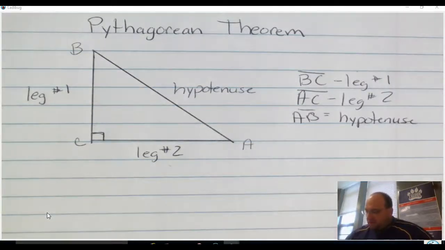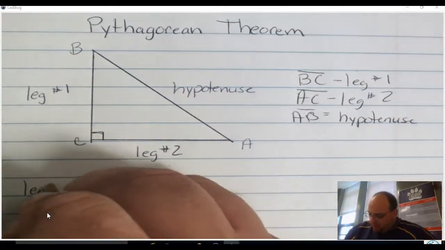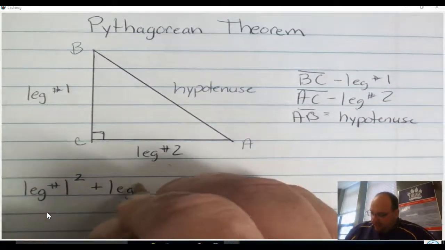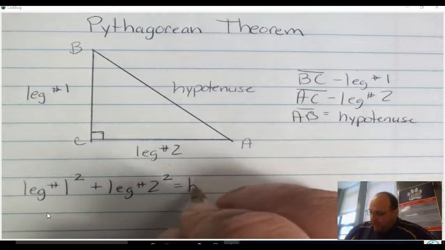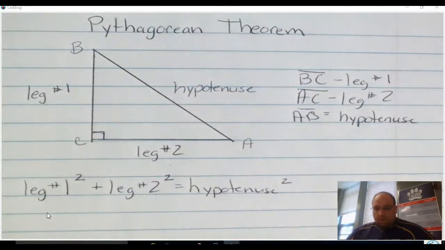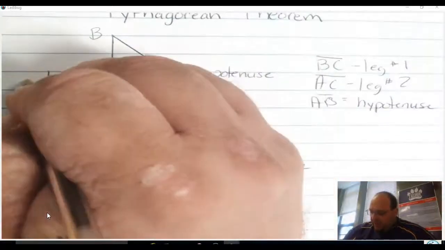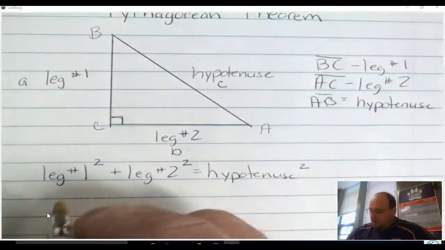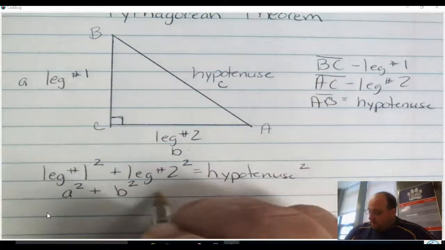Okay. So what the Pythagorean theorem says is the following. It says if I take my leg number 1 and I square it, and I add that to leg number 2 squared, I'm going to get the hypotenuse squared. Or sometimes, to identify the sides, we might say this is side A, this is side B, and then the hypotenuse would be side C. So I might say that A squared plus B squared is equal to C squared.